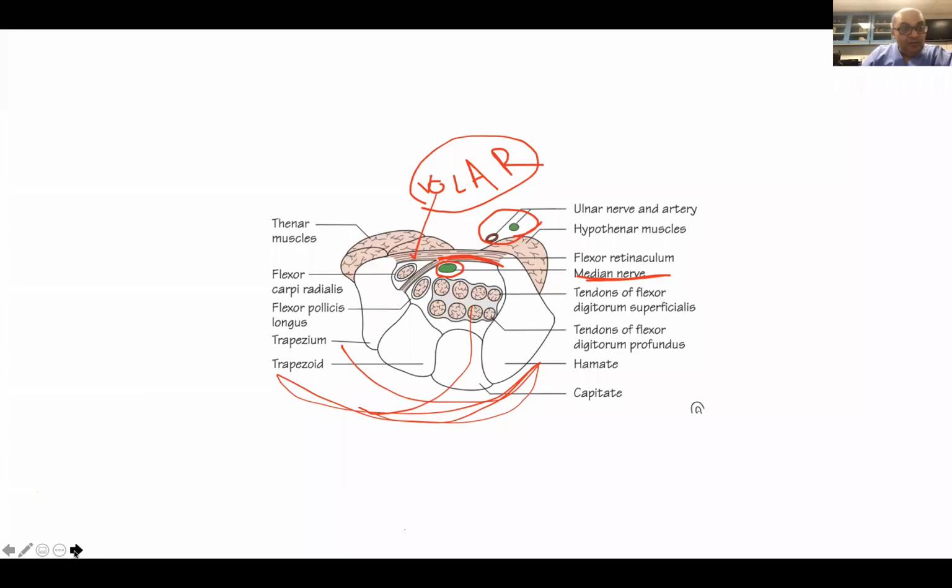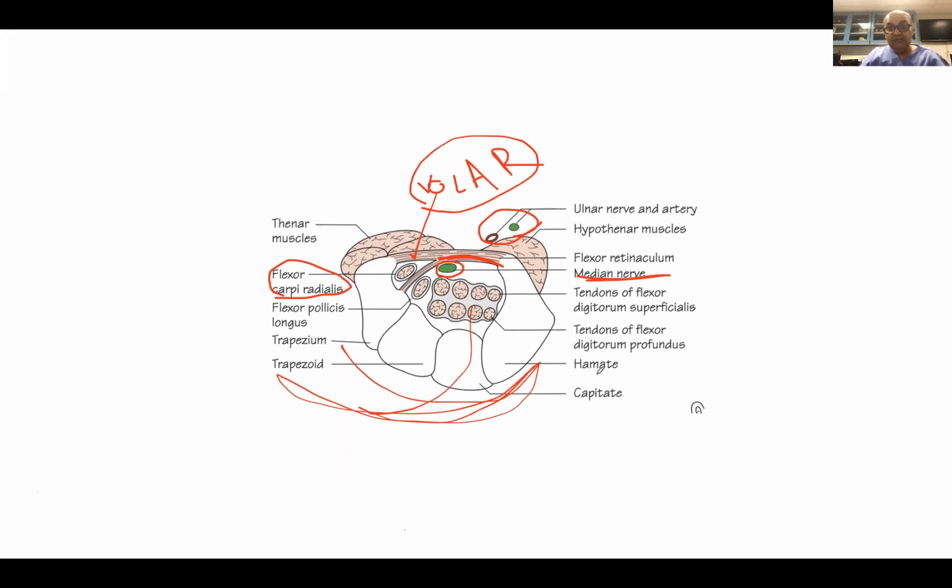Okay, so what is the most common fracture in the carpal bones? Scaphoid. And lunate is the most commonly dislocated bone. Ulnar is out of the tunnel. Perfect. Is flexor carpi radialis part of the tunnel? Never. You can see it is outside. You can see it here. Flexor carpi radialis is lying outside.